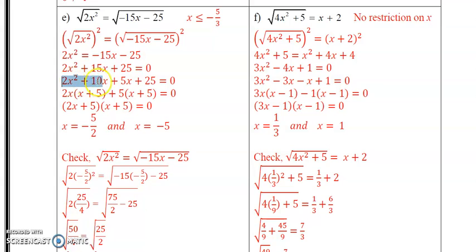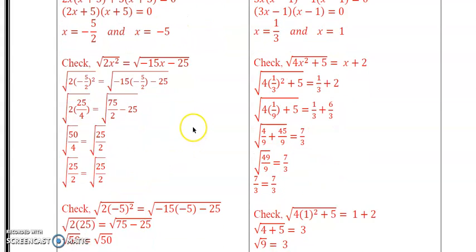I factor a 2x out of the first two terms. I factor a 5 out of the second two terms. Both leave me with x plus 5 from decomposition. So I end up with 2x plus 5 and x plus 5 equal to 0. That means x is equal to negative 5 halves and x is equal to negative 5. They both satisfy the restriction, so we can continue on with them.